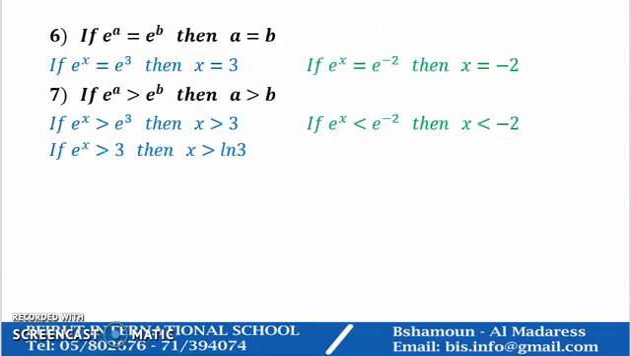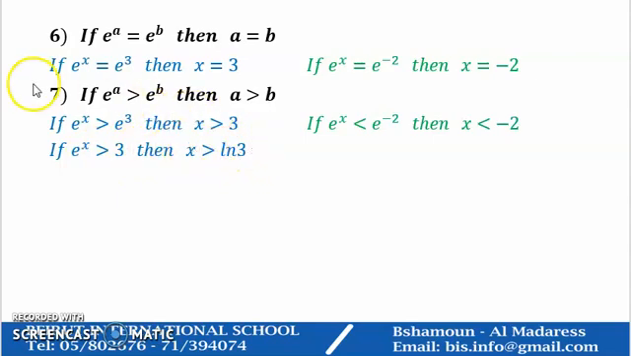And here, if we have e^a = e^b, then a = b. As an example, if e^x = e^3, then x = 3. If e^x = e^(-2), then x = -2. As an inequality, if e^a is greater than e^b, then a is greater than b. As an example, e^x greater than e^3: since they have the same base, I can deduce that x is greater than 3. If e^x is greater than 3, here they don't have the same base, then x is greater than ln 3.